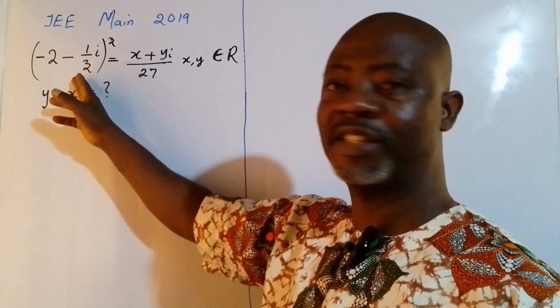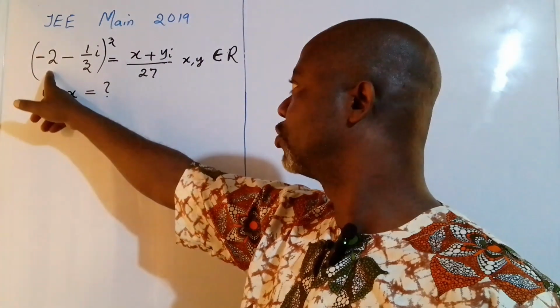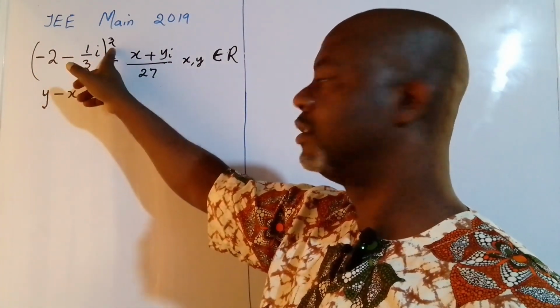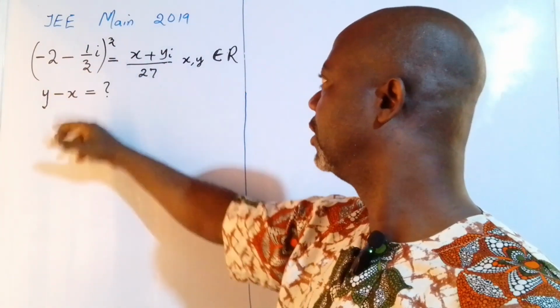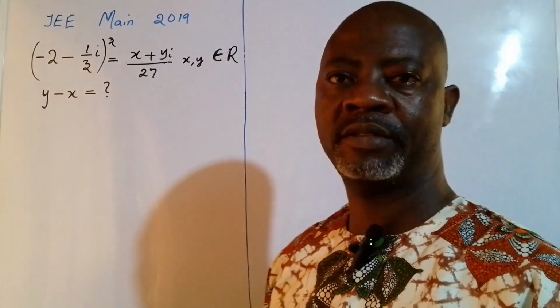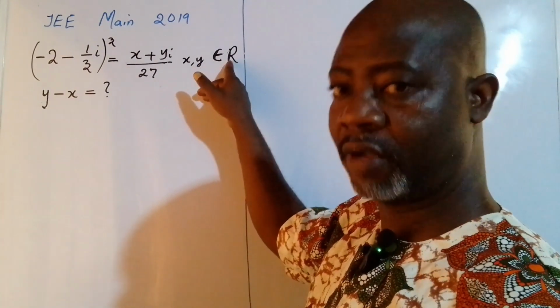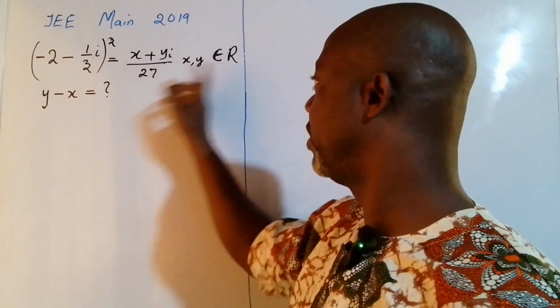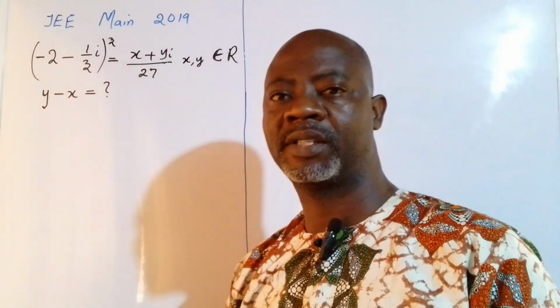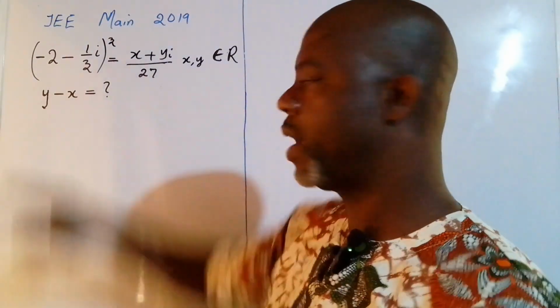We have a very interesting question here. Minus 2 minus 1/3 i, to the third power, equal to (x plus yi) over 27. x and y are real numbers. If x and y are real numbers, what will be the value of y minus x? Assuming this is what we have.